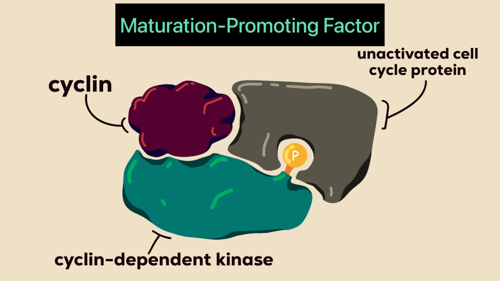The kinase has a phosphate which, once conjoined with its target protein, transfers that phosphate and alongside it energy for the protein to go forth and regulate the cell cycle. After this happens, the cyclin is destroyed.